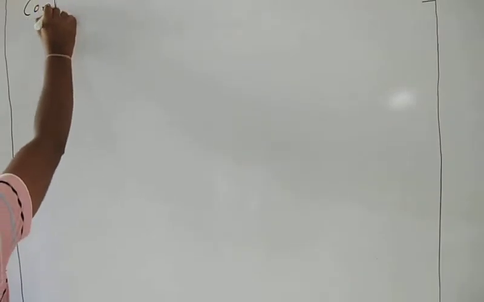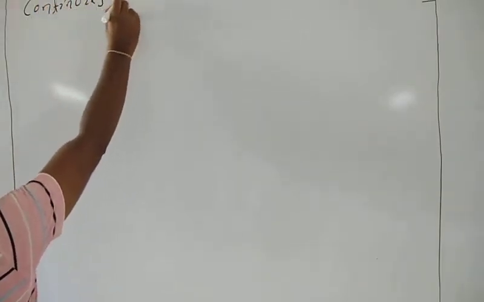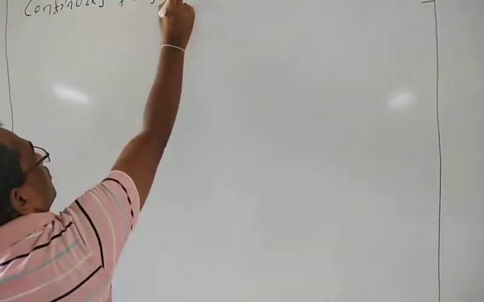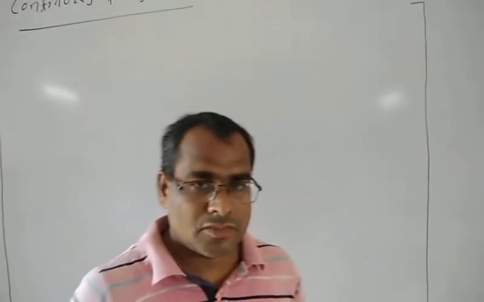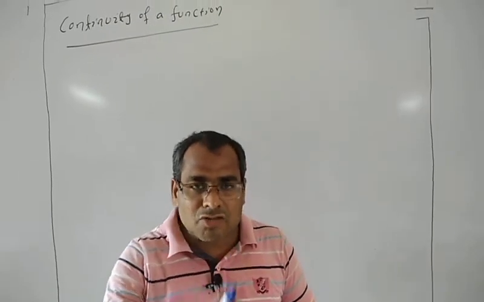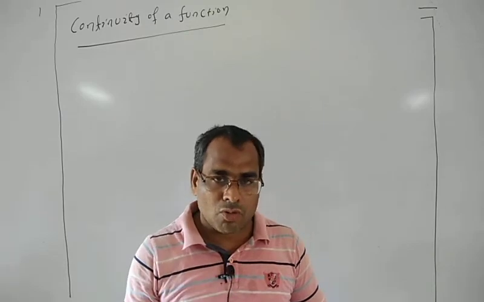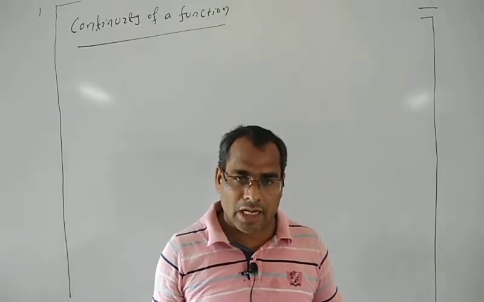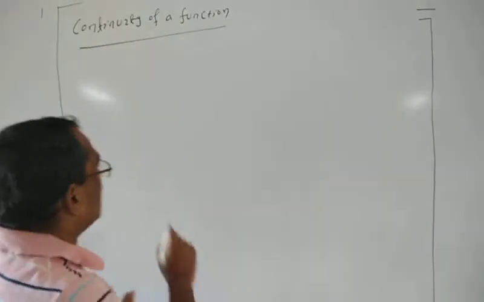Continuity of a function. So what do you mean by continuity of a function? Generally, continuity means continuously flowing, like water flow, current flow, air flow, like that. And the graph of a continuous function is like this.